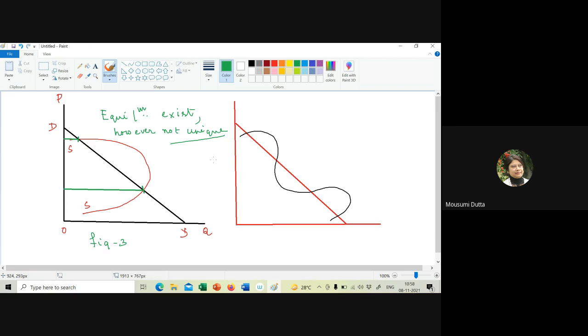Equilibrium means demand is equal to supply. Okay. Equilibrium means the endogenous variables are at rest. Okay. And the aggregate demand is exactly equal to aggregate supply. Now, if you look at point A, what is your feeling? Demand is meeting the supply?